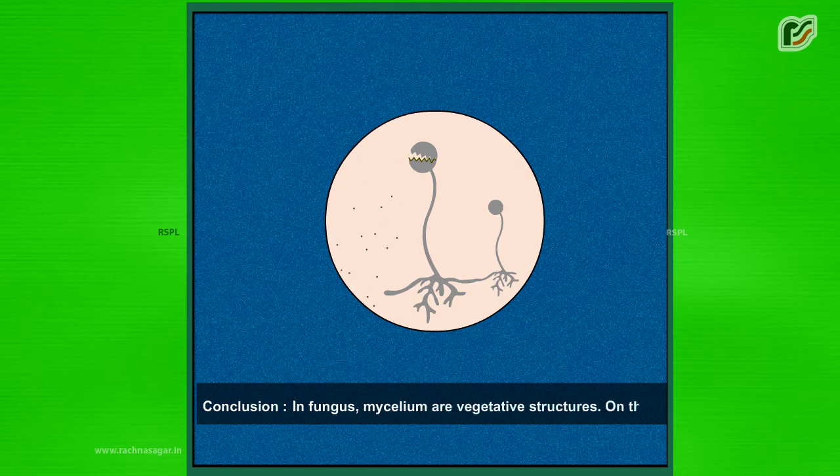On these mycelium, many sporangia develop, which are round in shape. Each sporangium contains numerous spores, which get released in the air when it bursts.